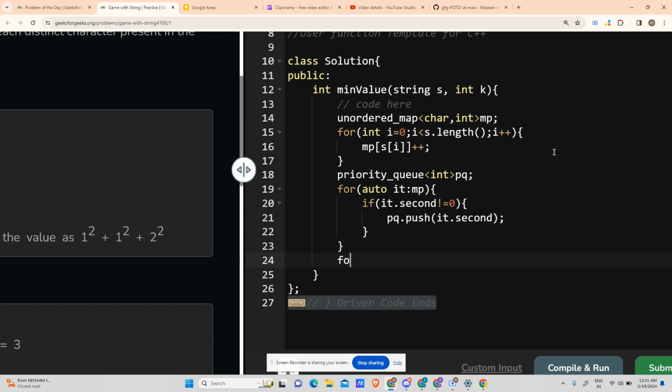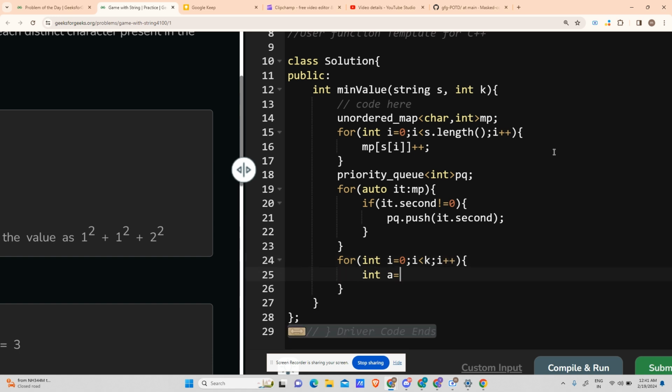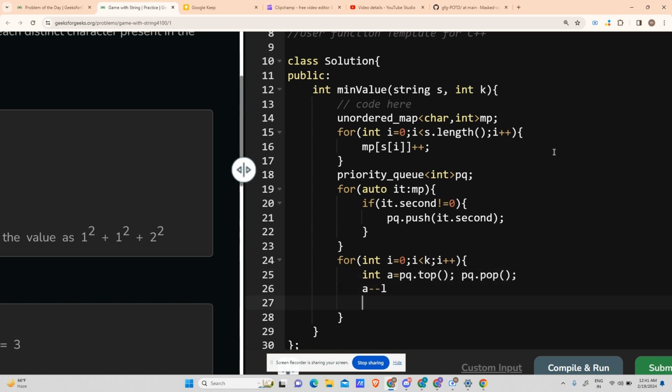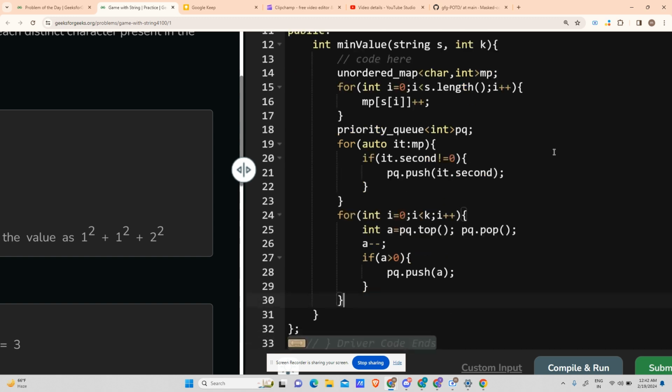Now the third step was to run the loop k number of times. That is for int i equals to 0, i goes up to k, i plus plus. What were we doing? We were extracting the value out of the priority queue. So for that we will be using pq dot top, and after extracting we will remove that element from the priority queue, decrement the element, and then push it back. I will only push it back if it is greater than 0, because if it is not greater than 0, there is no use of pushing it back. So if a is greater than 0, only then pq dot push a. This will be happening k number of times.